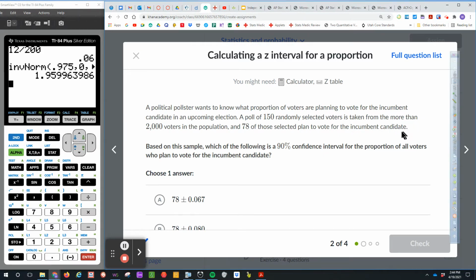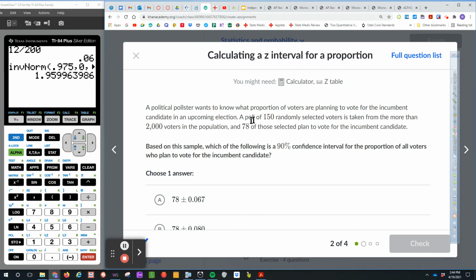My bad. A political pollster wants to know what proportion of voters are planning to vote for the incumbent candidate in an upcoming election. Now, confidence interval is always in play when you come to election, right? Because we don't know the true population proportion of voters. And the only way we can come up with any kind of guess is that we do a sample and we use that sample to try to estimate what the true population vote proportion is.